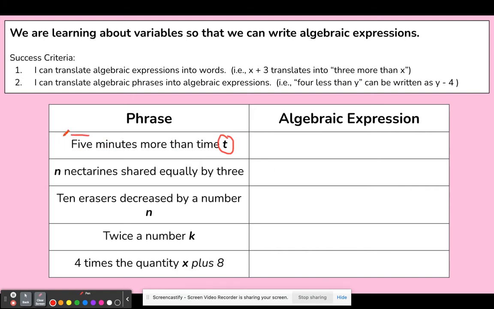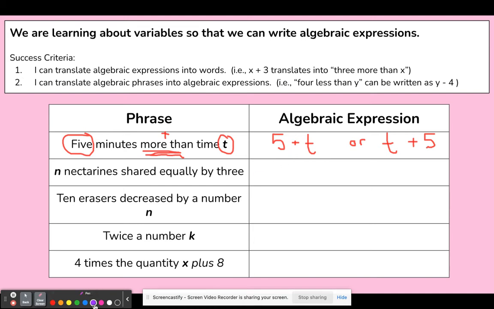Find your number. The number is 5. So I'm going to have 5 minutes more than. More than is a keyword for add. So I am going to have 5 plus t. I just took a phrase, 5 more than time t, and I wrote it as an algebraic expression, a math problem using a letter. Now, with addition, order doesn't matter. If you had written t plus 5, you would have also been correct. Both of those are correct.